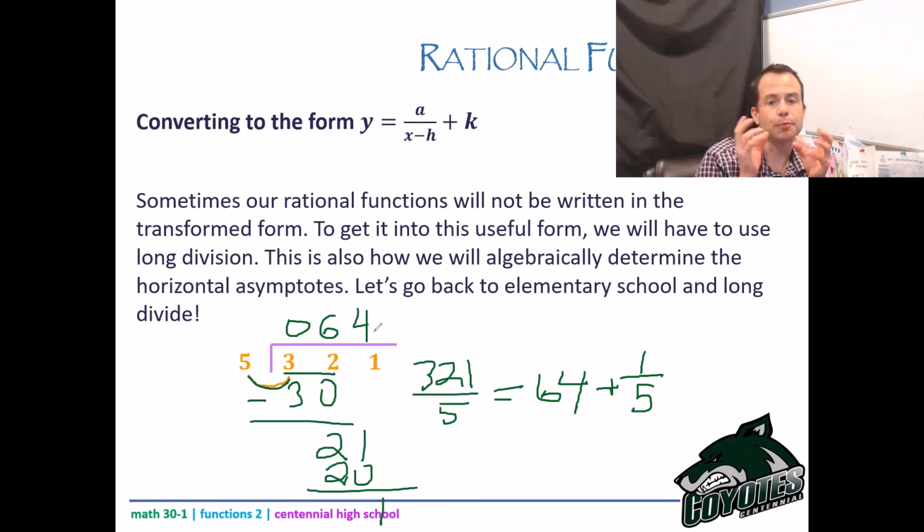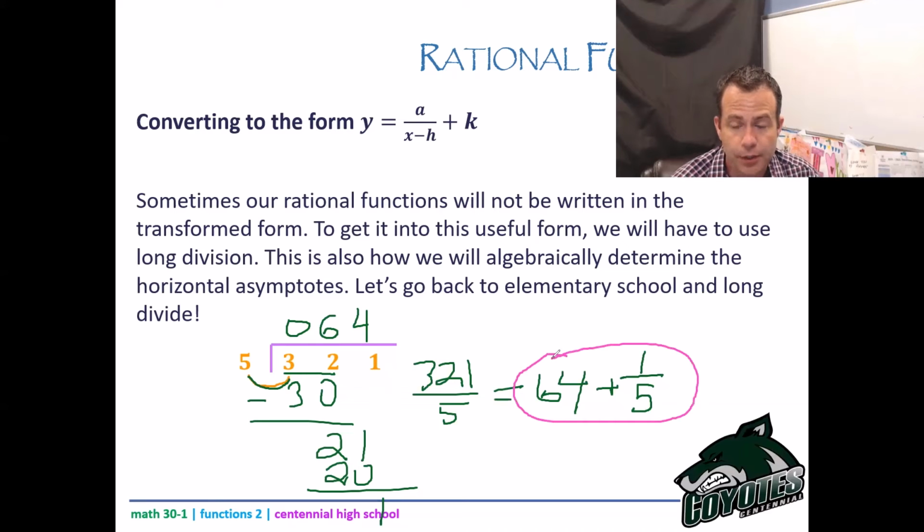So essentially, you're breaking it into 300, and then you deal with the 21, if that makes more sense to you. But what's really important to me is that you understand what's going on here, because if this was a polynomial, what I want you to notice is that it looks like that. And so we end up with that k value, and then the remainder is actually the a over the x minus h value.